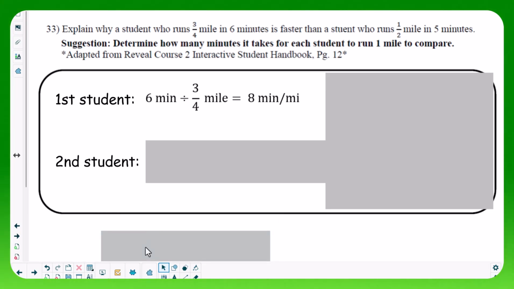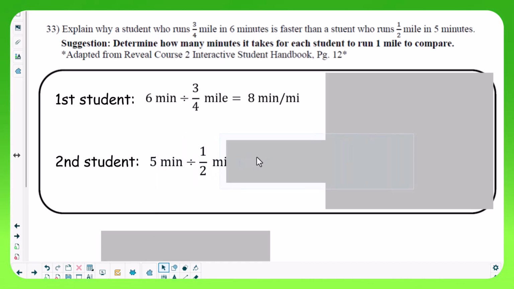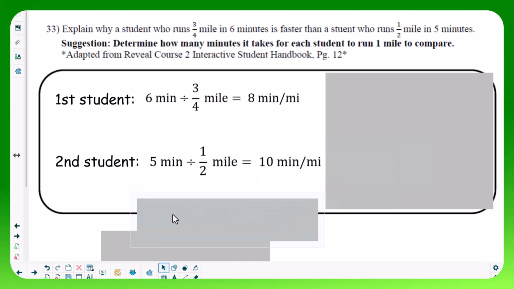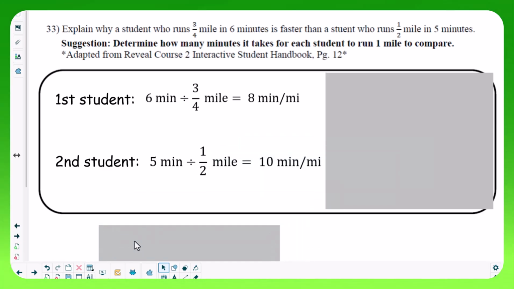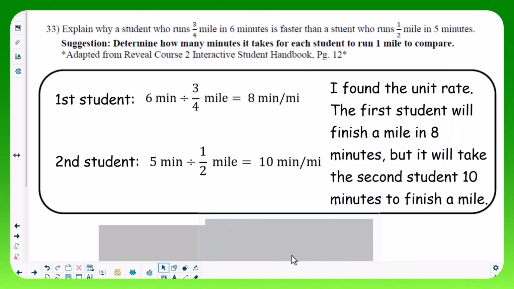For our second student, they're running a half mile in 5 minutes. So if I take 5 minutes divided by a half mile, I'm going to get 10 minutes per mile. It means that second student is going to take 10 minutes to run a mile, which means that second student is going to take a little longer to run a mile. So my explanation here doesn't have to read exactly like mine, but I said that I found the unit rate. The first student will finish a mile in 8 minutes, but it will take the second student 10 minutes to finish a mile. So that means that first student is going to finish a mile faster than the second student.